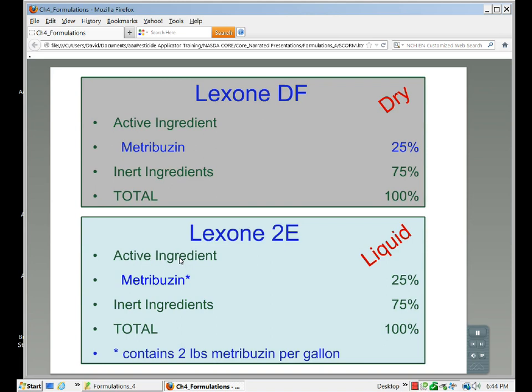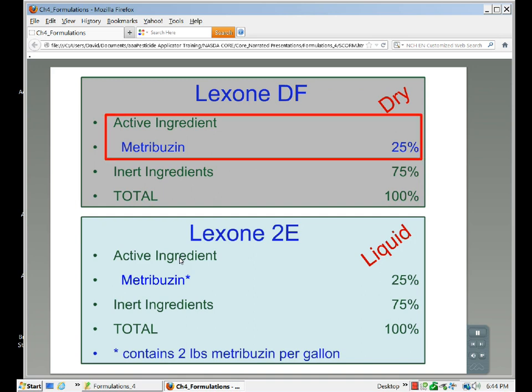Let's compare these two products. Both have metribuzin as the active ingredient, and both contain 25% active ingredient, so their potency is the same. They differ in that one is a dry flowable formulation, and the other is an emulsifiable concentrate, liquid formulation. If we wanted to know how many pounds of active ingredient there was in a container of dry product, we multiply the percent active ingredient by the weight of material in the container. So if we had 10 pounds of product and the dry formulation was 25% active ingredient, we would multiply 10 pounds by 25% and determine there is 2.5 pounds of metribuzin in the container.